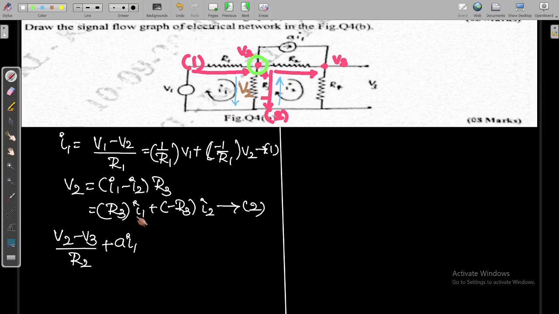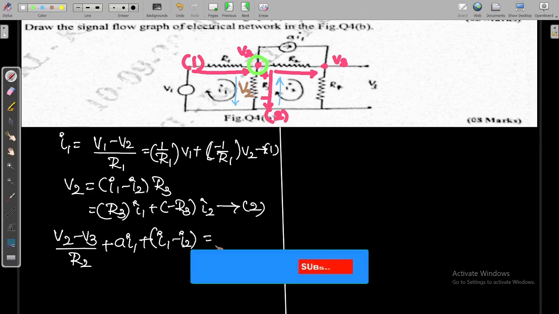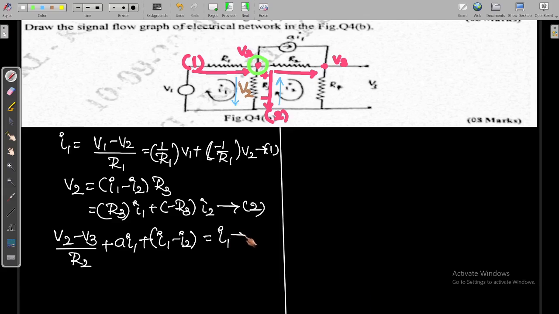So we can write that also, that is plus I1 minus I2, that is also linear. And what is the current entering into this node? The current entering into this node is only I1. So only entering is I1. So let us write, this is the equation number 3.